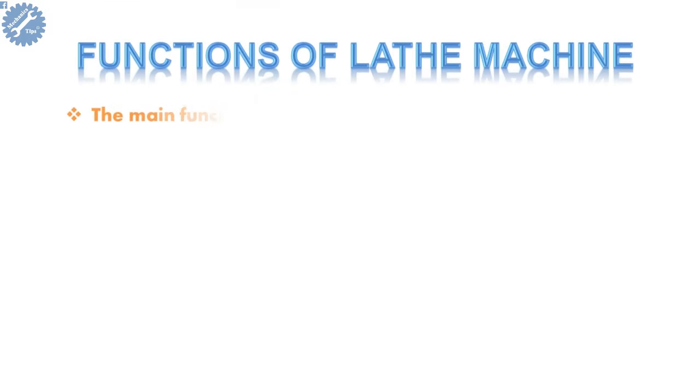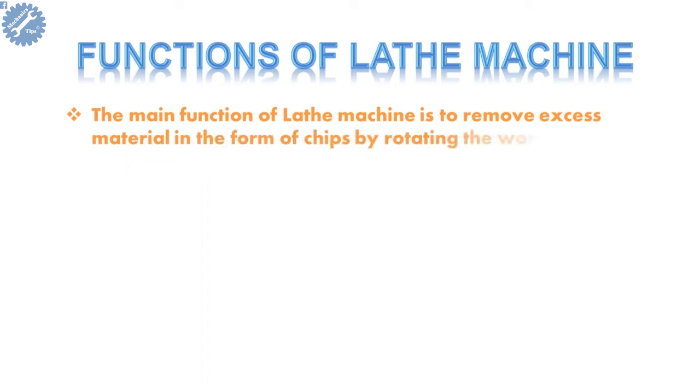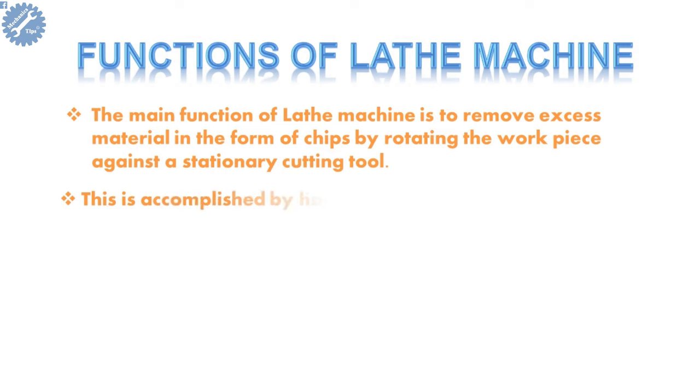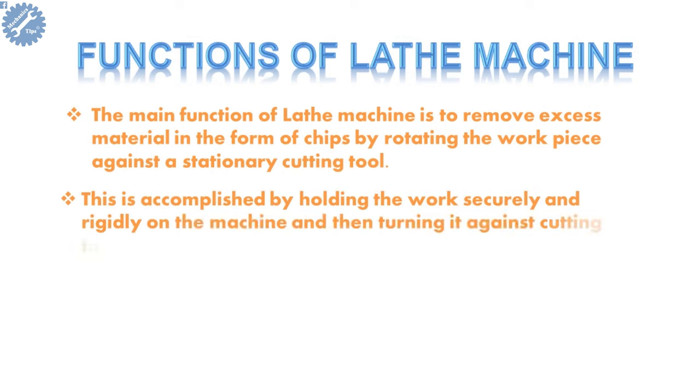Functions of lathe machine. The main function of the lathe machine is to remove excess material in the form of chips by rotating the workpiece against a stationary cutting tool. This is accomplished by holding the work securely and rigidly on the machine and then turning it against the cutting tool, which will remove metal from the work.